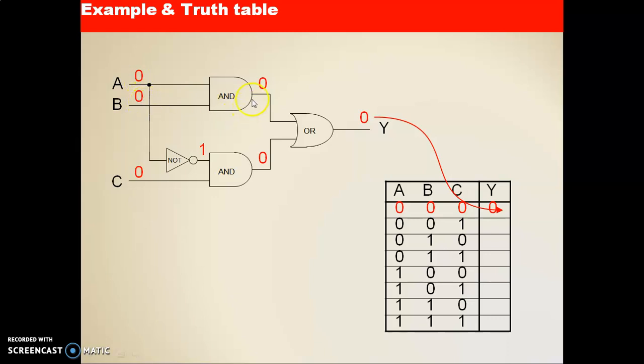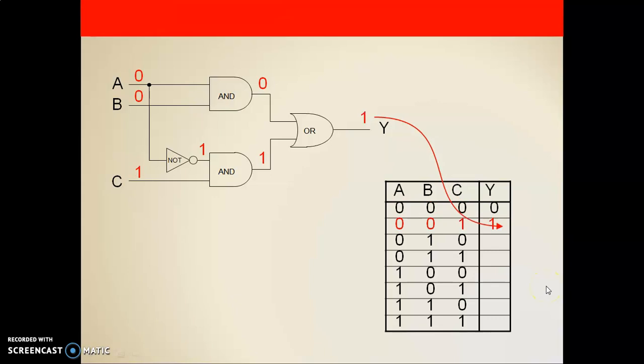See, 0 into 0, 0. 0 into, here it is 0, inverted to 1. 0 into 1, 0. 0 plus 0. That's why Y is 0. Now we have to fill the second entry. First, what are the inputs? A equals 0, B equals 0, C equals 1. Here AB equals 0, 0. 0 into 0 and the output is 0. Now 0 gets inverted, we get the output 1. See, already 1. 1 into 1, 1. 0 plus 1, we get the output Y. Like this, we have to fill those entries.